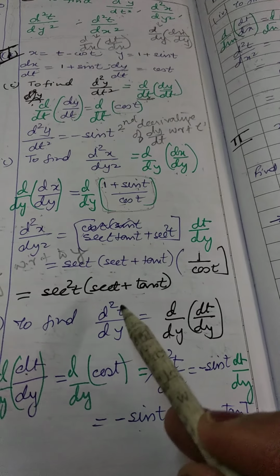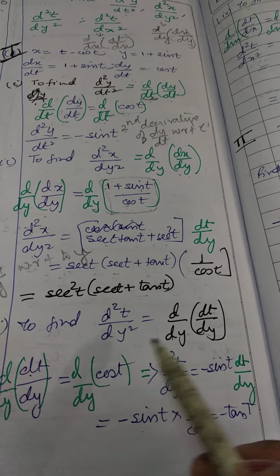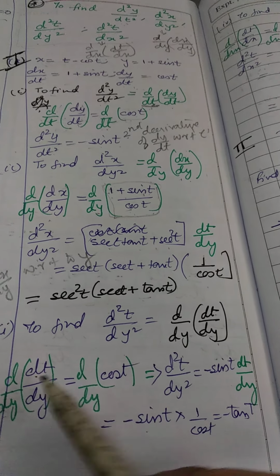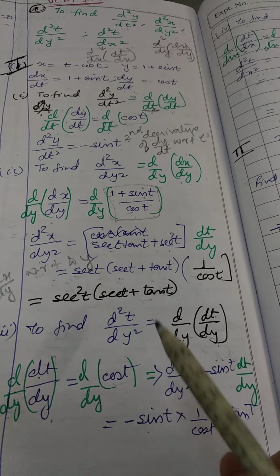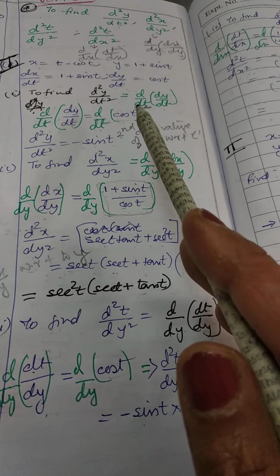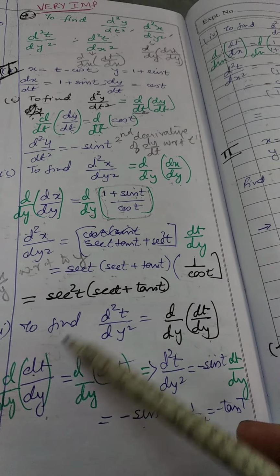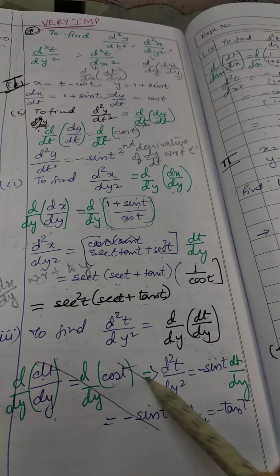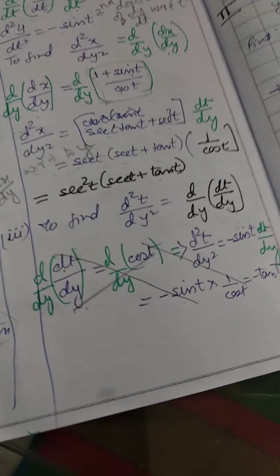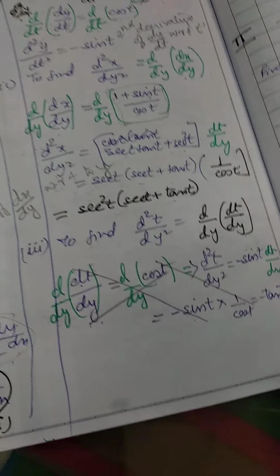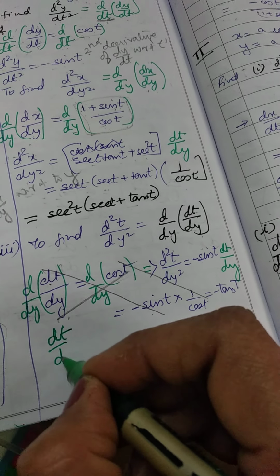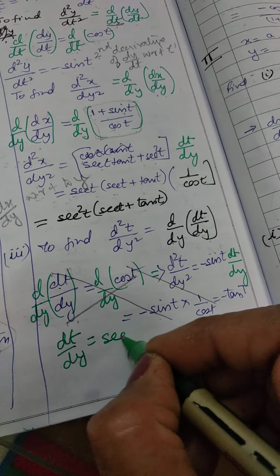Now if you have to find d2t on dy square, it is d dy of dt on dy. So we'll first write down dt on dy. I'm sorry, I took it wrongly, so this is the wrong thing that I've written. Please do the correction. dt on dy is sec t.